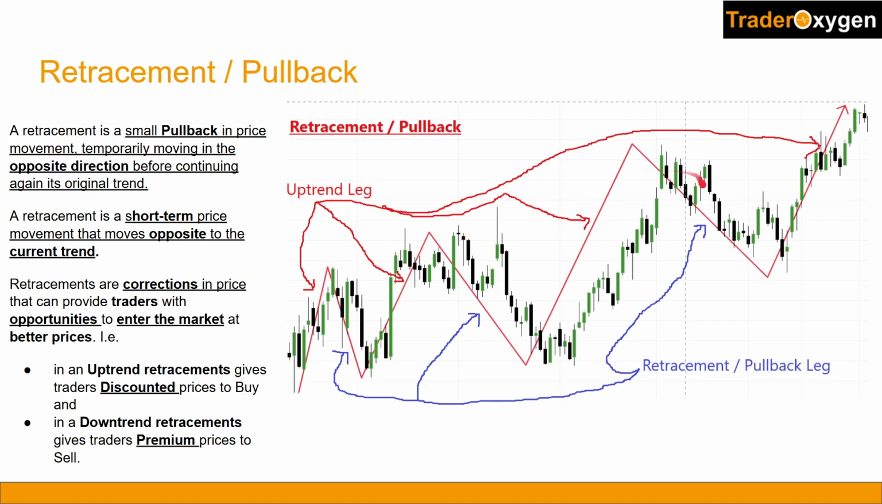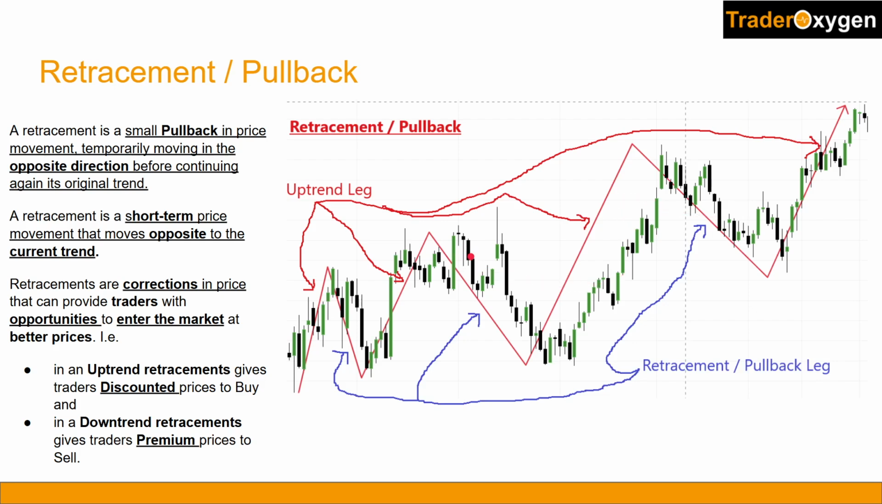So the trend is up, but during the pullback, the price is not going up. The price is going down. But after the pullback, the price will continue going up. That's what it says here. A retracement is a short-term price movement that moves in the opposite direction to the current trend. As I explained here, the current trend is up, and the retracement temporarily moves the price down.